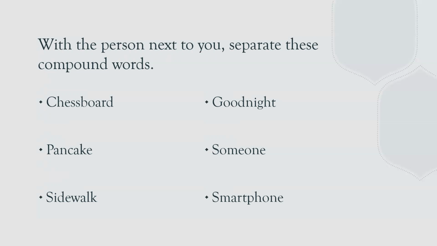So let's go through a few. We have pancake. We have pan and cake as the two words. And so we can get an idea that maybe this is something to do with cake and something to do with pans. Maybe it is a cake that's cooked in a pan.